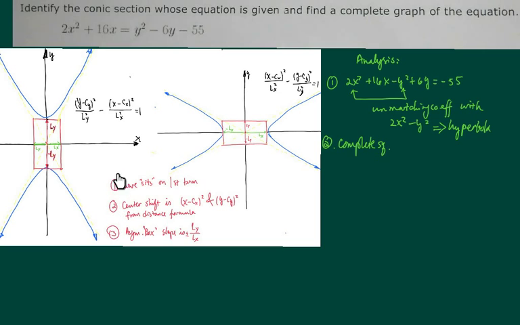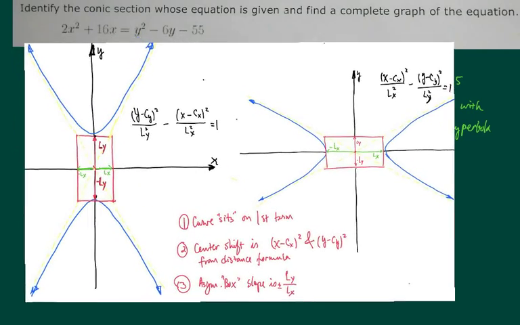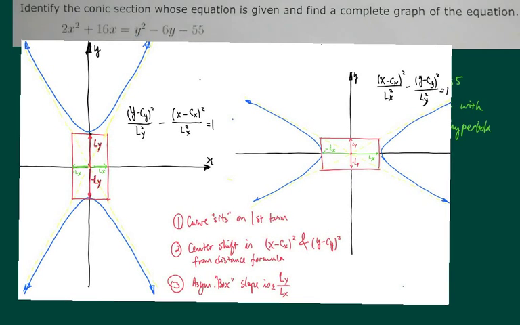Now, three things come to mind when it comes to graphing a hyperbola, so let's go through them one by one. The first one is that the curve always sits on the first term. So if the x term comes first, then it sits on the x-axis. If the y term comes first, then it sits on the y-axis. The second thing is that the center is shifted to x minus cx, y minus cy in the form. That minus sign here is very important because it's really from a distance formula.